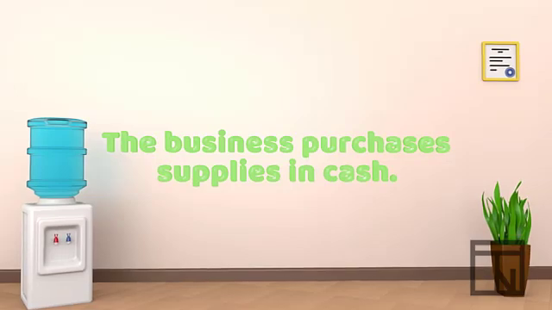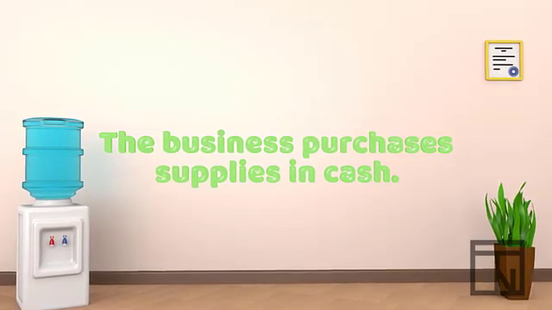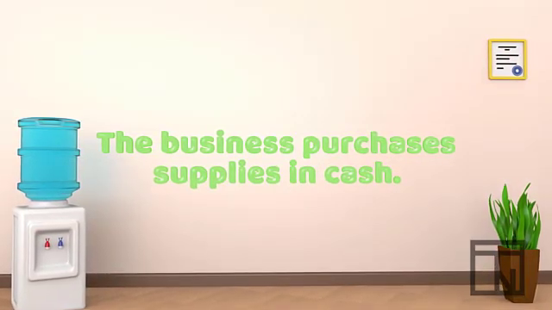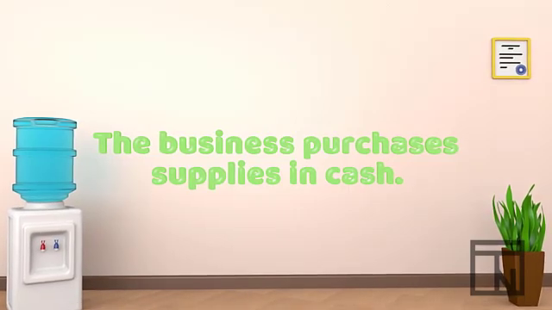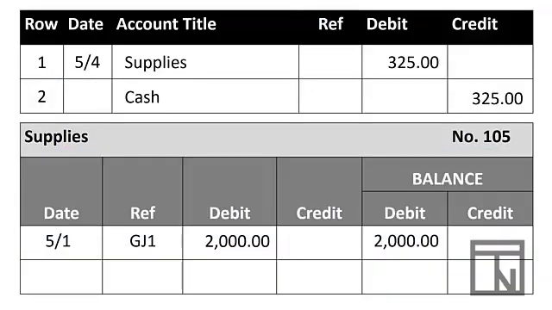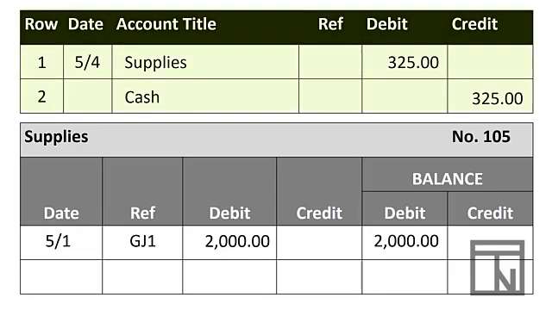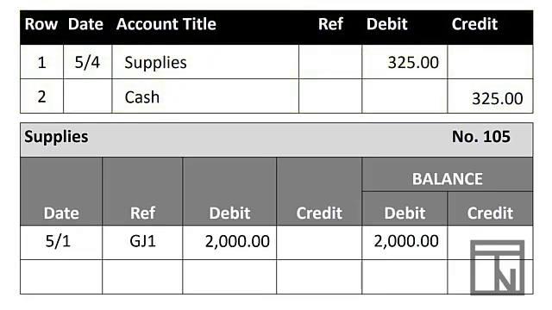Let's look at how the process of posting into the general ledger works. Imagine we have a transaction like this one. The business purchases supplies in cash. The journal entry for that transaction would include a debit to supplies and a credit to cash. Here's an example of what that journal entry would look like. Now let's post this journal entry into the general ledger.